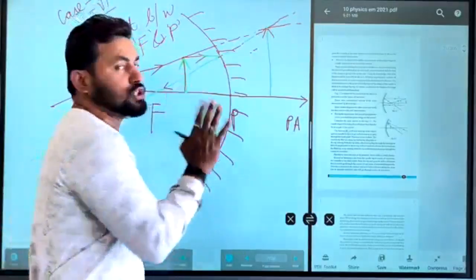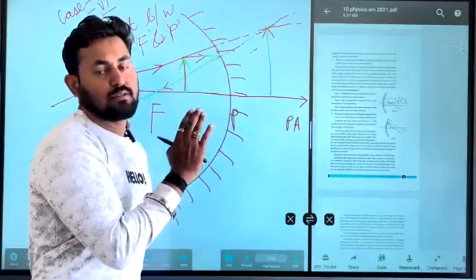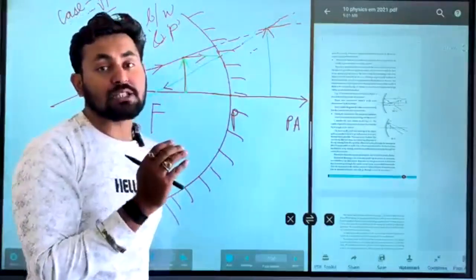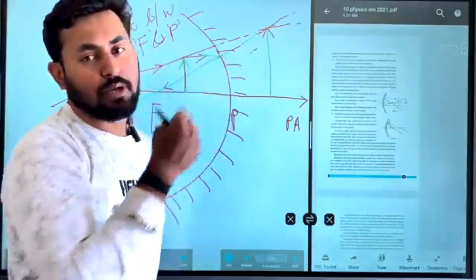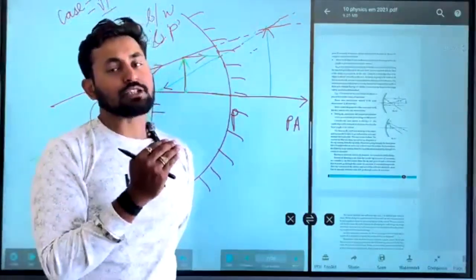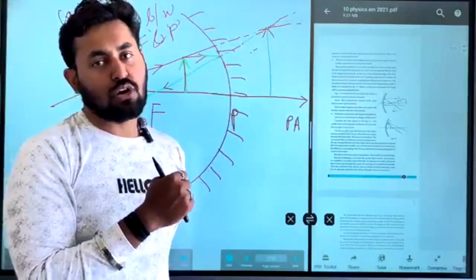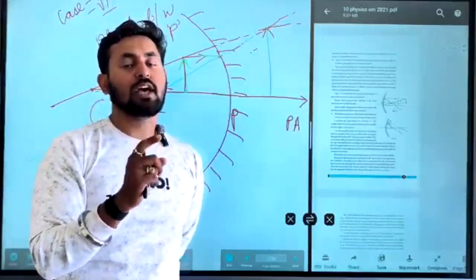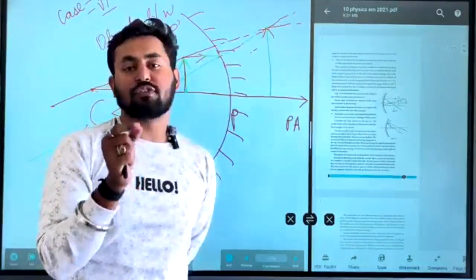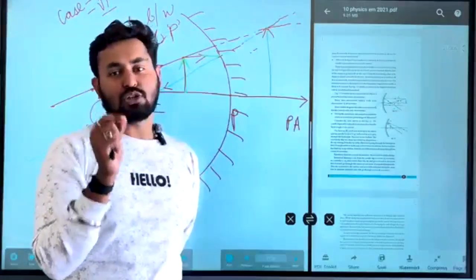Now virtual, this is a virtual image. The image which is formed behind the mirror is called a virtual image. Please remember this, and I'll also come up with the differences between real image and virtual image.